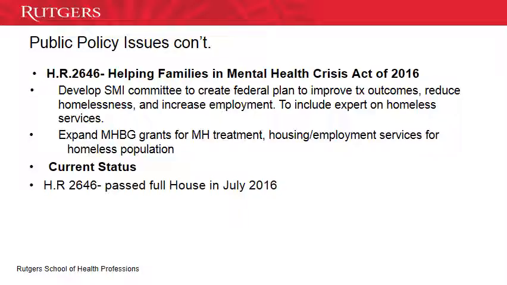The second bill that is currently in Congress in the House of Representatives is the Helping Families in Mental Health Crisis Act of 2016, which has some similar objectives to the Mental Health Reform Act. It does specifically call for the development of a severe and persistently severe mental illness committee that would create a federal plan to improve treatment outcomes, reduce homelessness, and increase employment. A key portion of this bill is that this committee would include an expert on homeless services.